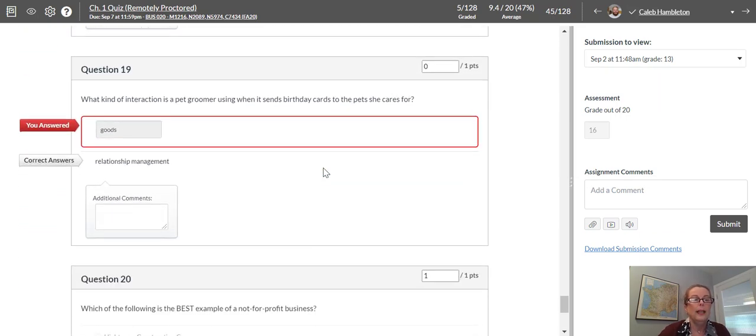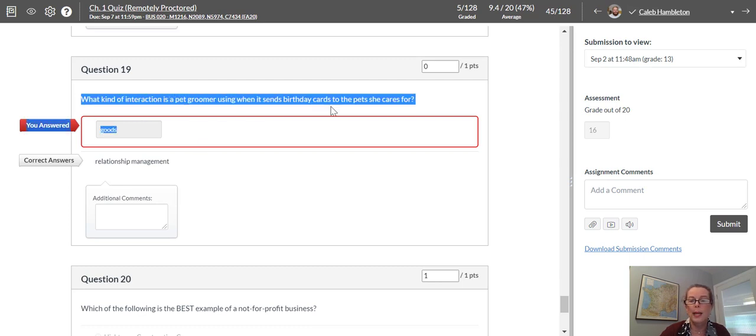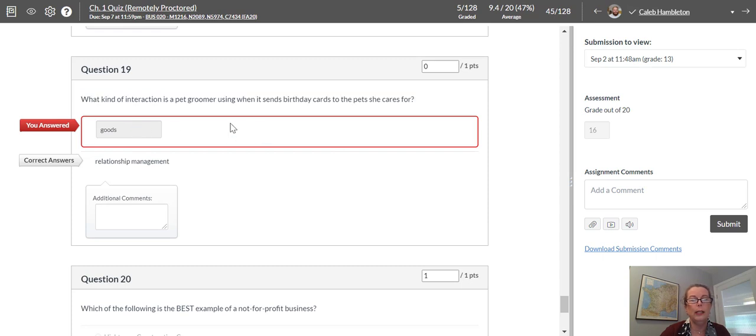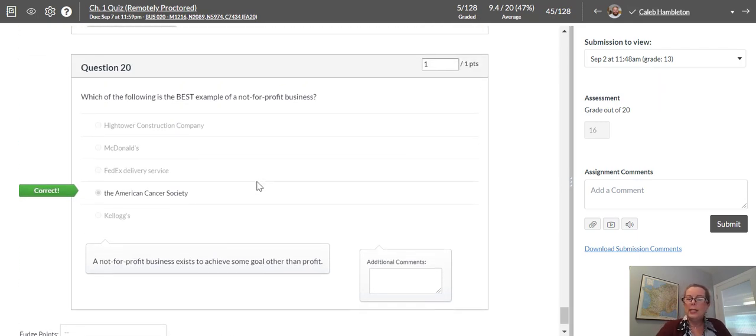And then on 19, what kind of interaction is a pet groomer using when she sends birthday cards to the pet she cares for? You answered it's goods. And the correct answer is actually relationship management. So that person who's a pet groomer is managing that customer relationship and growing it by sending them a card. And actually a groomer is selling services, not goods. So that's that question, and I think that was it.